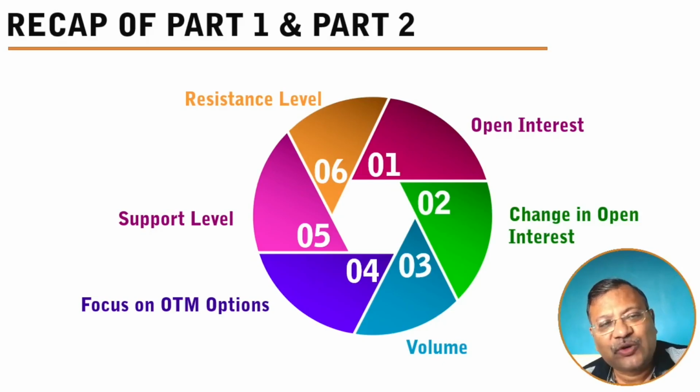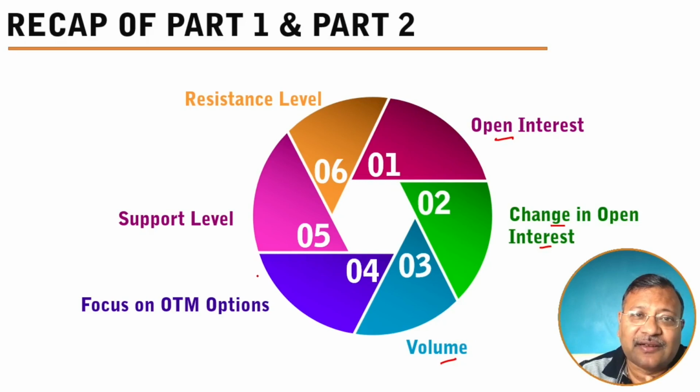Now, before we begin today's video session, let us first have a brief recap of what we learned in part 1 and part 2. Well, in part 1, we learned what is open interest, and then we learned how the change in open interest is calculated and how the volume is calculated. The other important thing that we learned is that when we look at the option chain data table, especially the one provided by the National Stock Exchange, right?